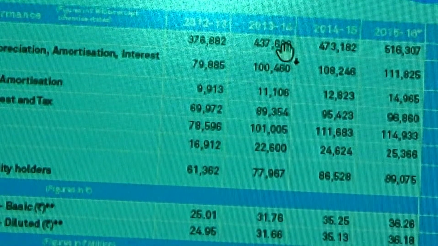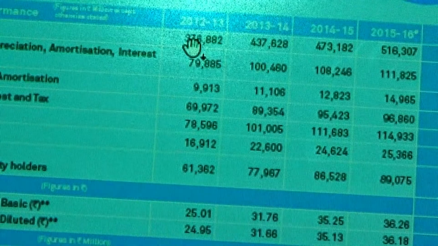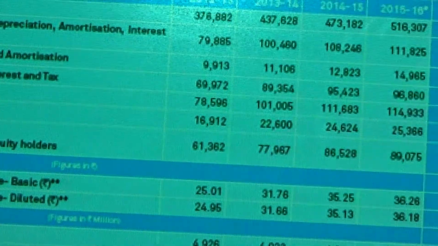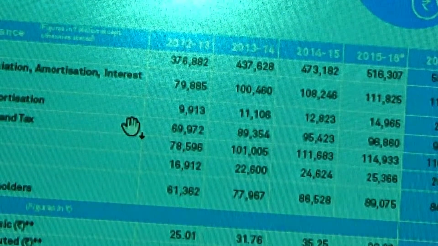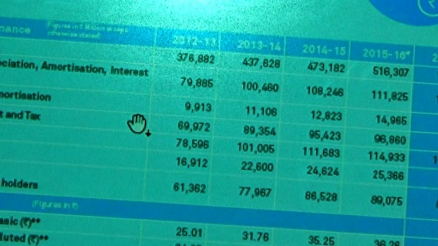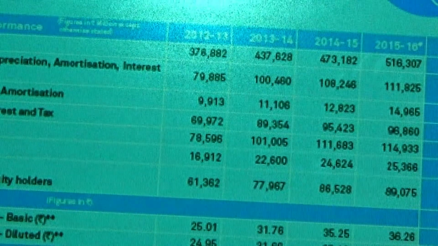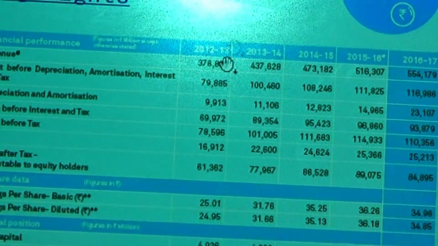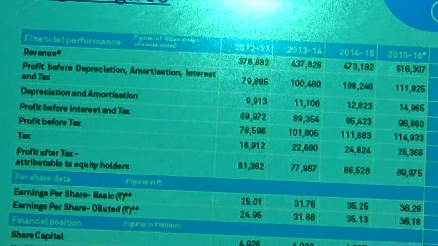You can see here, none of the years has shown a decline in the revenue. In all the years from 2012 to 2017, the revenue has grown consistently. That's what investors are looking for, whether the company is maintaining the consistency or not. So revenue growth consistency plays a very important role in presenting a very good picture to the outside world.